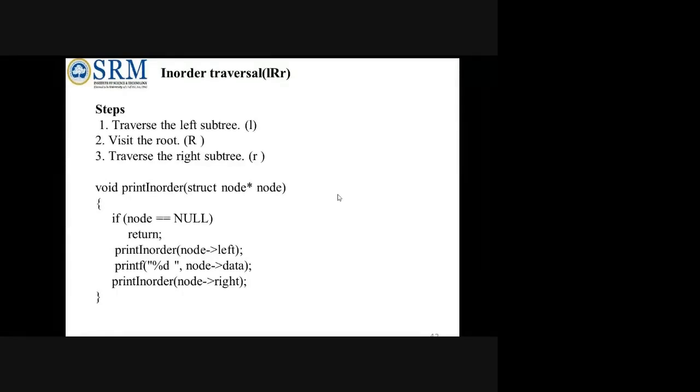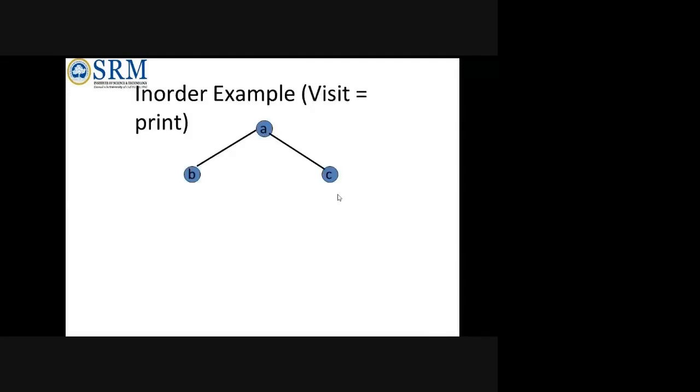So here also you will have a left, root and right. If the node is null, then you can return. Otherwise, you have to recursively traverse the subtree until you find whether it is a leaf node or not.